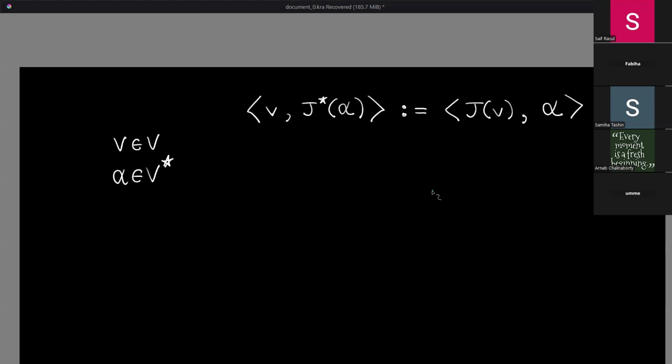We defined the basis and the dual basis by taking their inner product, if you remember from the lecture on tangent spaces and cotangent spaces. So similarly, we're going to define J star acting on alpha by considering its inner product with an element of V, and we're going to need these to agree with each other. We're going to need J star of alpha inner producted with v to be the same thing as alpha inner producted with J of v.